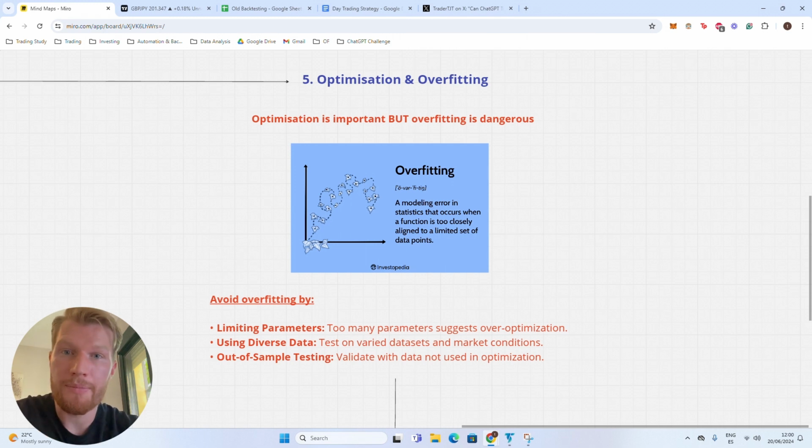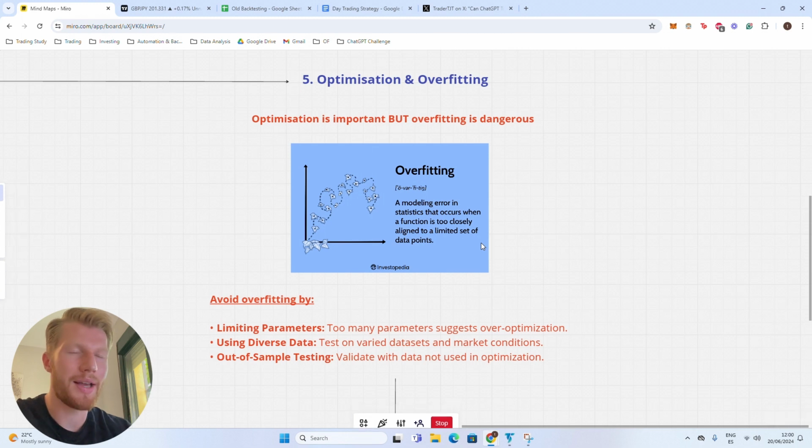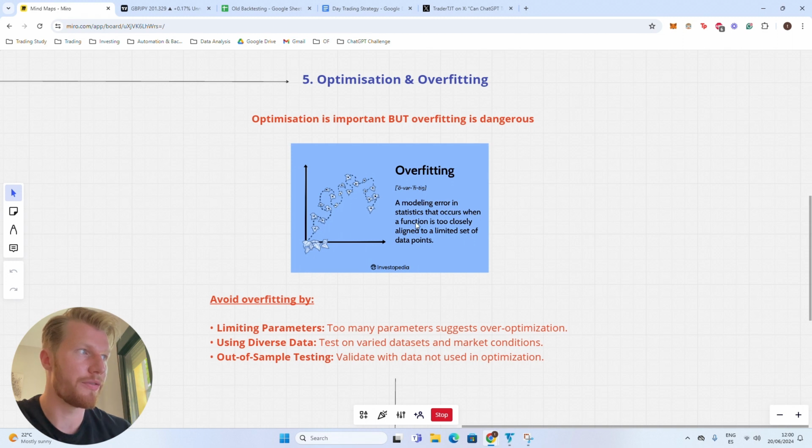But you still need to optimize, because you may not have the optimal strategy if you aren't optimizing your strategy. So it's important to optimize. Now, for those of you who don't know what overfitting is, you can see here. It's best to show you with an example, right? As it says here, it's a modeling error in statistics that occurs when a function is too closely aligned to a limited set of data points, right?